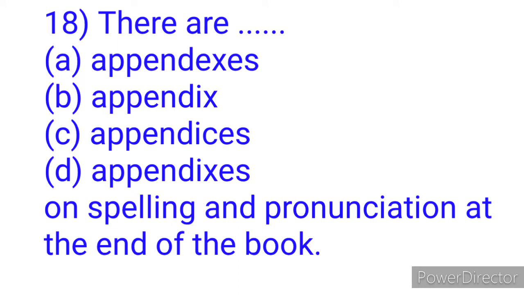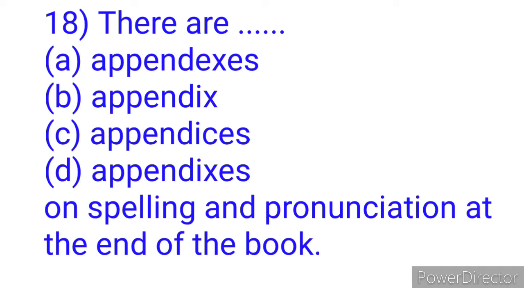Question 18. There are dash on spelling and pronunciation at the end of the book. We have option A, appendices, B, appendix, C, appendices, and D, appendices.